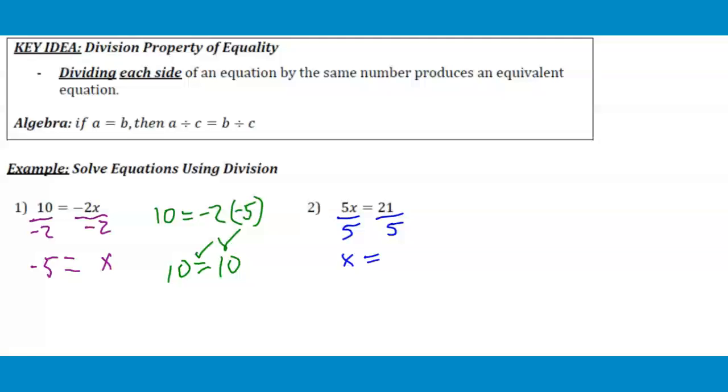21 divided by 5, that doesn't go evenly because 5 times 4 is 20, and then I would have a remainder. But all I'm going to do is turn this into a mixed number, 4 and 1/5. And I could go ahead and check that 5 times 4 and 1/5 is going to give me that 21/5. That's all there is to that.